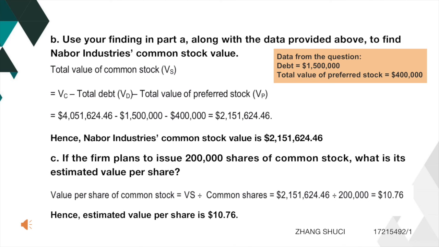The last part is that the firm plans to issue 200,000 shares of common stock. What is its estimated value per share? This question also uses one formula. The value per share of the common stock is equal to the total value of the common stock from question B divided by the common shares the question has given, and the result is $10.76. Hence, the estimated value per share is $10.76. That's all. Thank you.